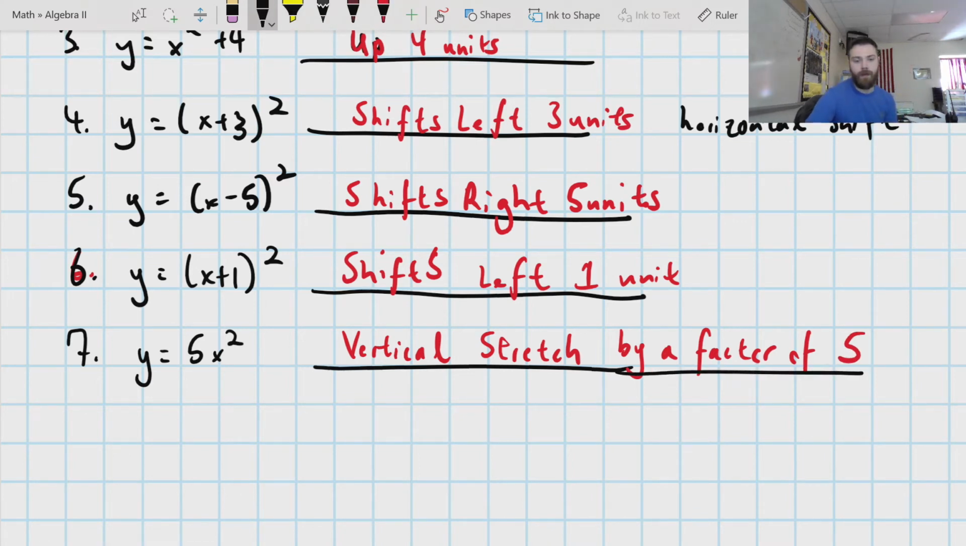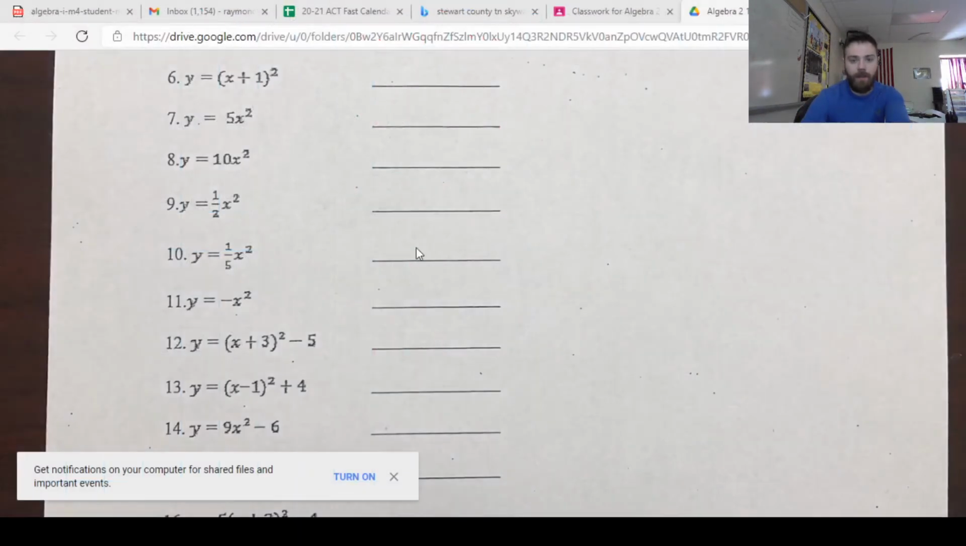By a factor of 5. Okay, so this is a vertical stretch by a factor of 5. Then we're going to take a look at the next one, y equals 10x squared. Well, that's a number bigger than 1, so any number bigger than 1 that's not negative, like 2, 3, 4, and so on, even if it's a fraction, if it's 3 over 2 and it's larger than 1, it's going to vertically stretch that function.